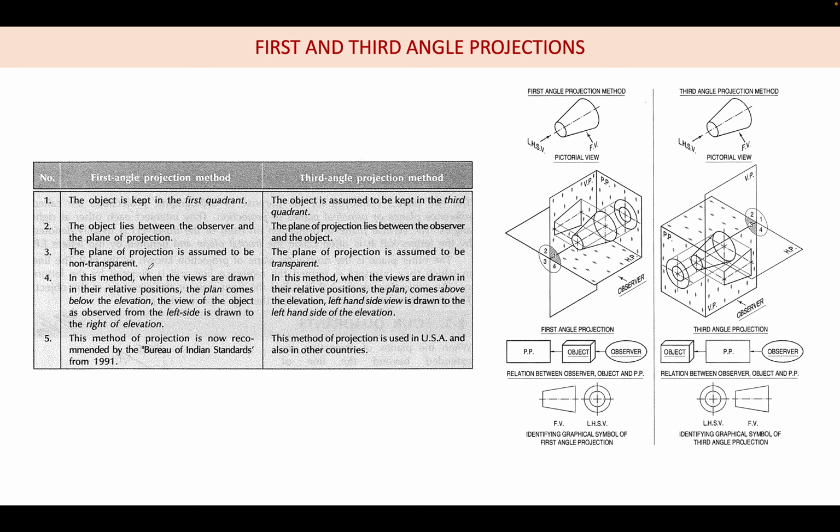So this is the summary. First angle projection, what are the differences? You can just see this. The object is kept in the first quadrant here, and in the third quadrant here. Here the object lies between the observer and the projection plane. Here the plane of projection lies between the object and the observer.